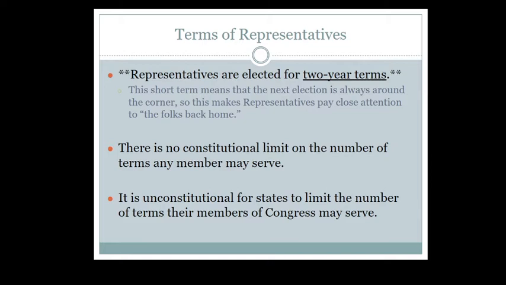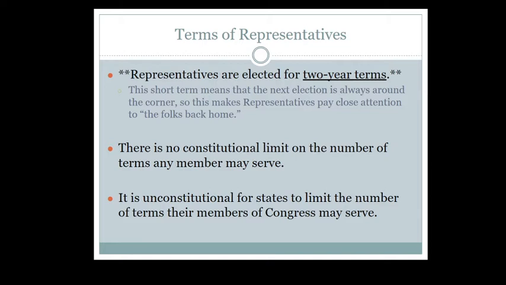There's no constitutional limit on the number of terms any member may serve. Now, again, a term is 2 years, but they can serve as many terms as they want. That's why we've had people like Joe Biden, now our president, who's served 40 plus years in government. And you've got Nancy Pelosi, who's literally served, I think, in the House of Representatives longer than I've been alive. So you've got a lot of different people who've served for incredibly long periods of time.